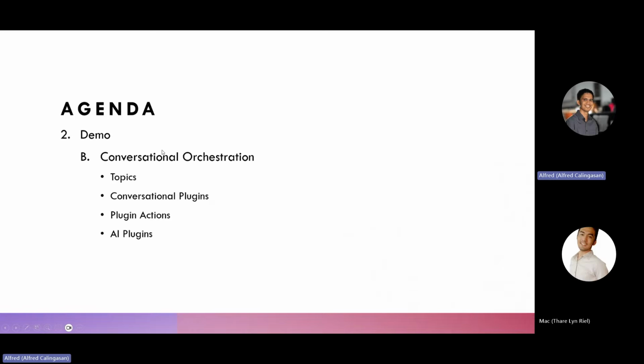So this is the conversational orchestration. We will discuss topics, conversational plugins, plugin actions, and AI plugins. In the third part of the demo, we will also explore the different features inside Copilot Studio, which are entities, channels, security, and languages.